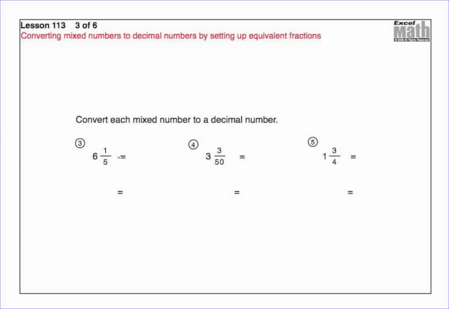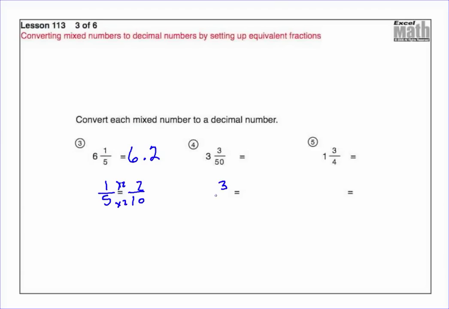All right, let's do a couple of these here together. We'll do the first one together, and you write on your paper as I'm doing this. 6 and 1/5. Let's change this. Can we change it into tenths? Yes, we can. 5 times 2 is 10, so 1 times 2 is 2. So 6 and 1/5 is the same thing as 6.2 because 0.2 is 2 tenths. All right, you try numbers 4 and 5, pause the video, turn it back on when you're ready for the solution.